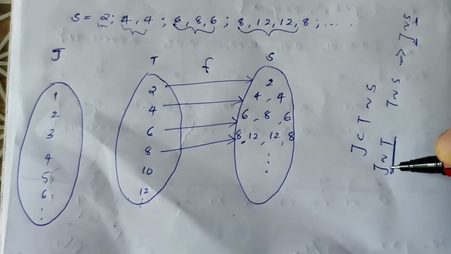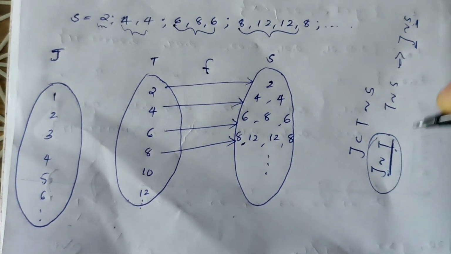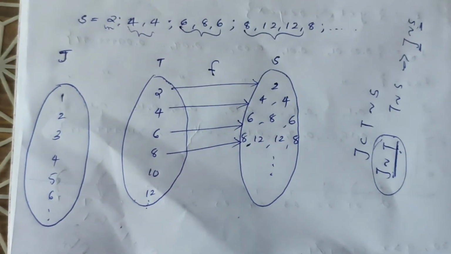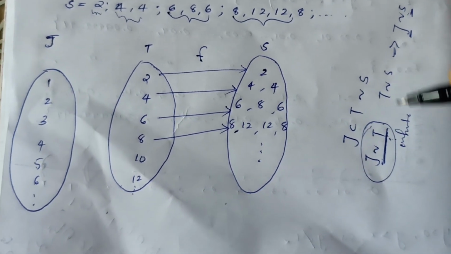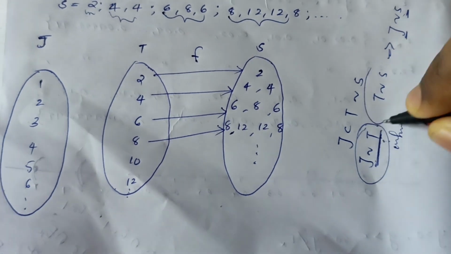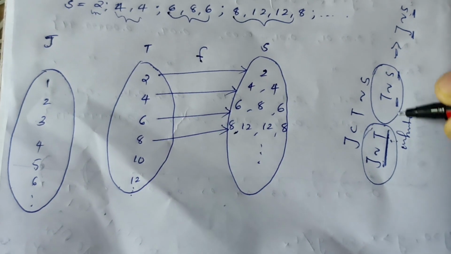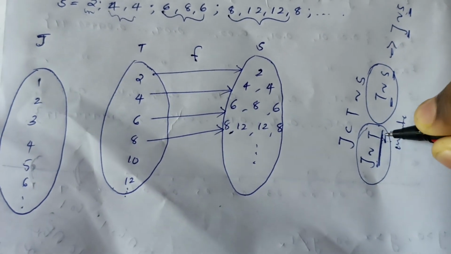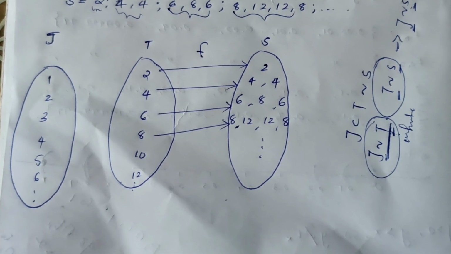So to prove this is equivalent, we have to show that our T, this set, is infinite. How can we show that? To show T is infinite, we only need to show that S is infinite. If S is infinite, T becomes infinite. When T becomes infinite, this T and J are equivalent. Do you know why?